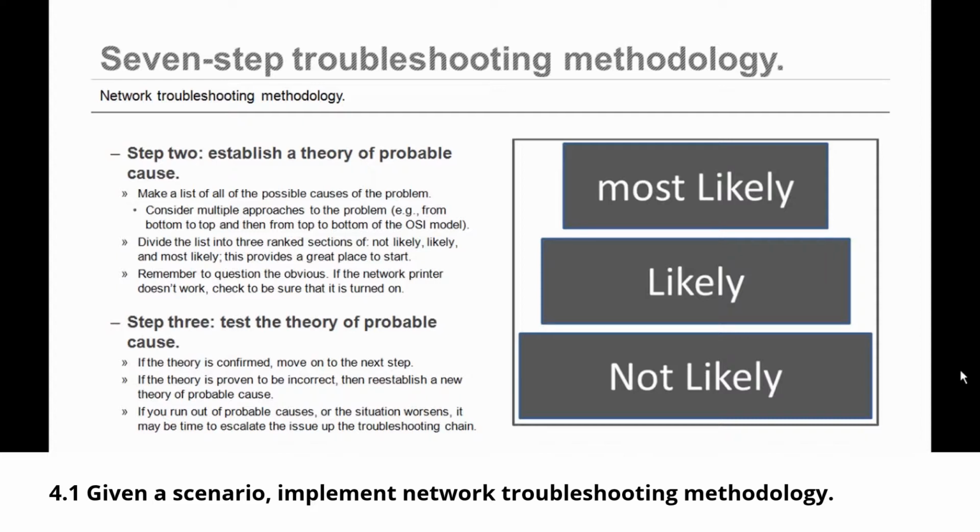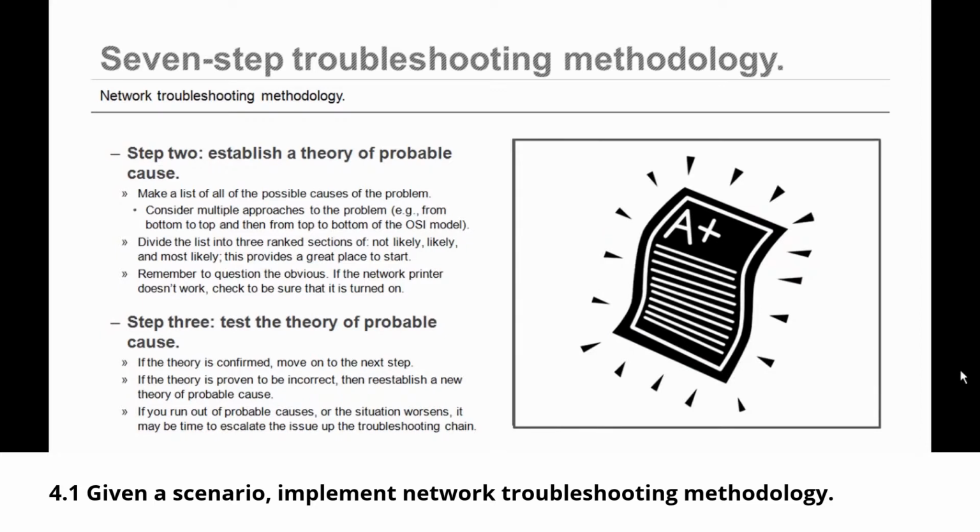Divide your list of possible causes into 3 ranked sections. They should be not likely, likely, and most likely. This will provide a great place to start. When establishing your theory of probable cause, remember to question the obvious. If the network printer doesn't work, check to be sure that it is turned on.